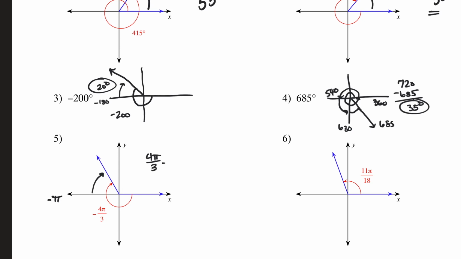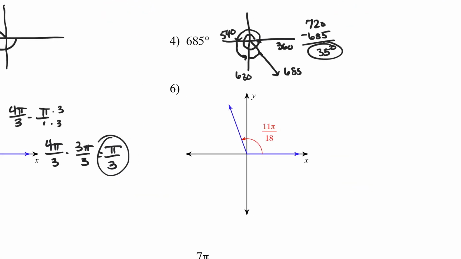We're going to have negative 3/4 pi minus the pi here. So when I subtract the pi, I know that I'm going to be getting a whole. So 3 over 3, I can make this become 3 pi over 3. We can subtract that to get my pi over 3.